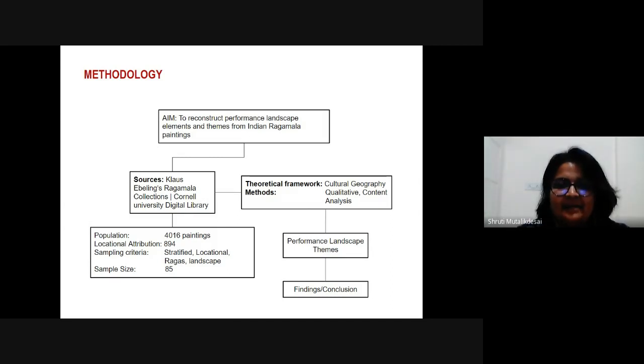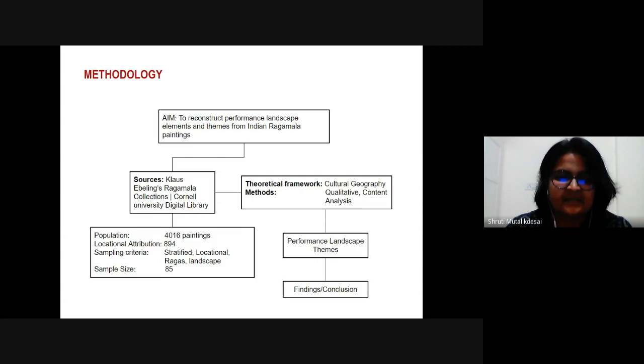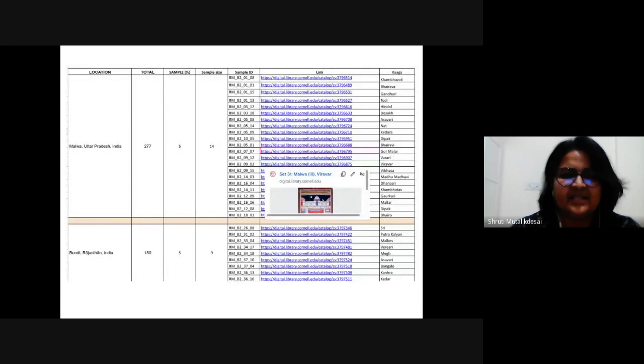And as evident, the research is qualitative in nature, and we have relied totally on content analysis of these paintings. Through this, we know that there is evident this connection of performance landscapes in these paintings, and we've been able to arrive at themes based on this study. And finally, we have tried to discuss what the findings and conclusions are of this entire research. So this is a quick snippet of how we did the sampling.